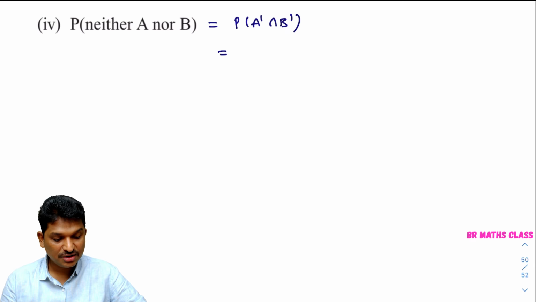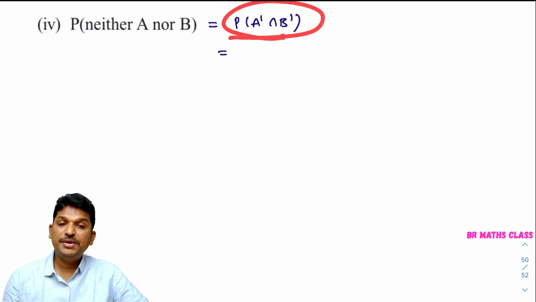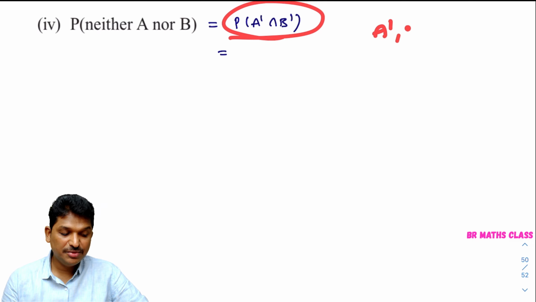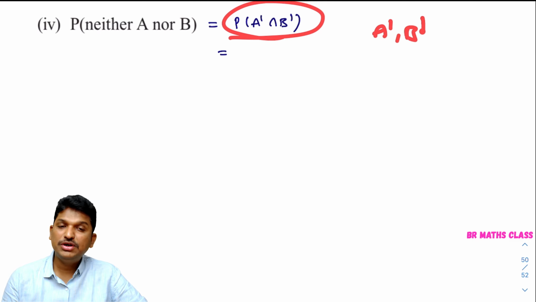From sets concept, here you need to know one point. A and B are independent events. Then what about A dash and B dash? A dash and B dash are also independent. We learned this in theory part. If A comma B are independent, A dash and B dash are independent.